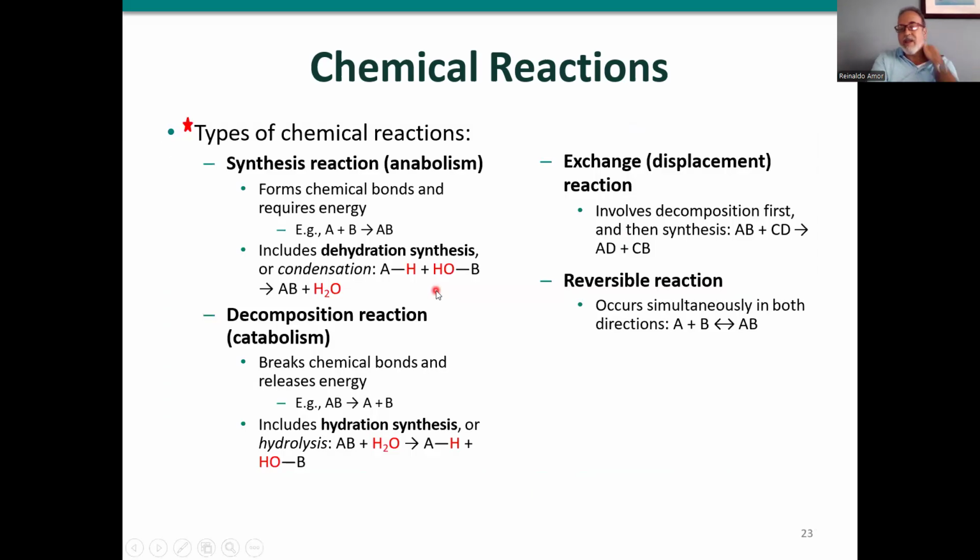And then lastly, we have a reversible reaction. A reversible reaction is a reaction that occurs simultaneously in both directions. A plus B yields AB, or AB yields A plus B. If you have this arrow that goes in opposite directions, in both directions, that is a reversible reaction.